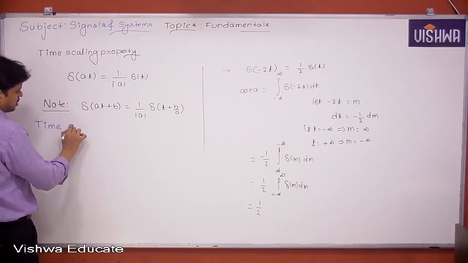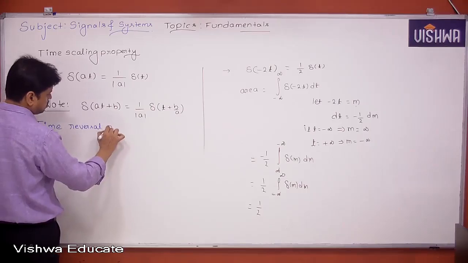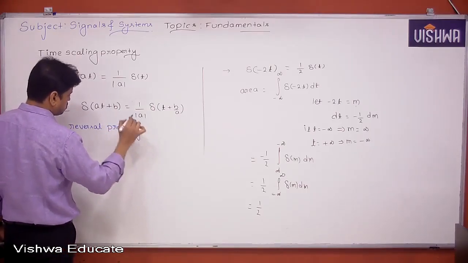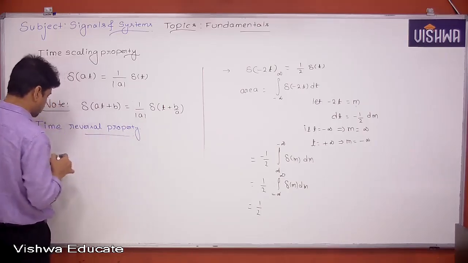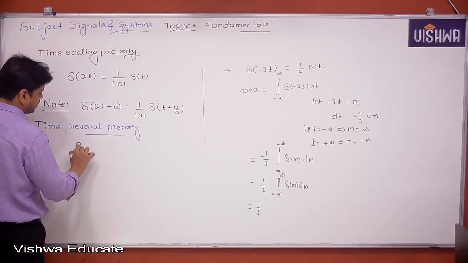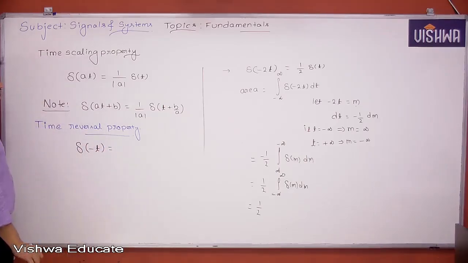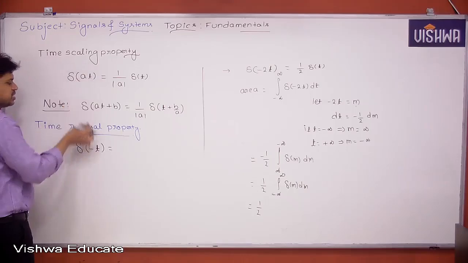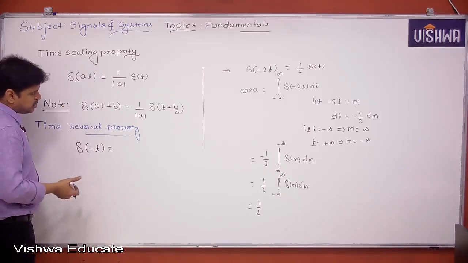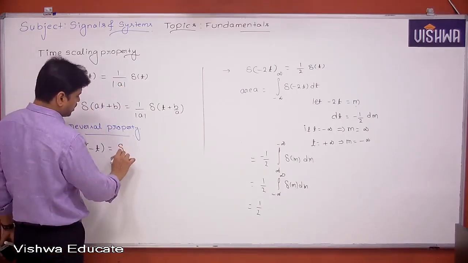And one more thing, the time reversal property. That means if I take delta of minus t, I simply replace a with minus 1. If a is replaced with minus 1, I can get delta of minus t. Then what are you expecting? The same thing. 1 by mod of minus 1 is nothing but 1. Finally, delta t.